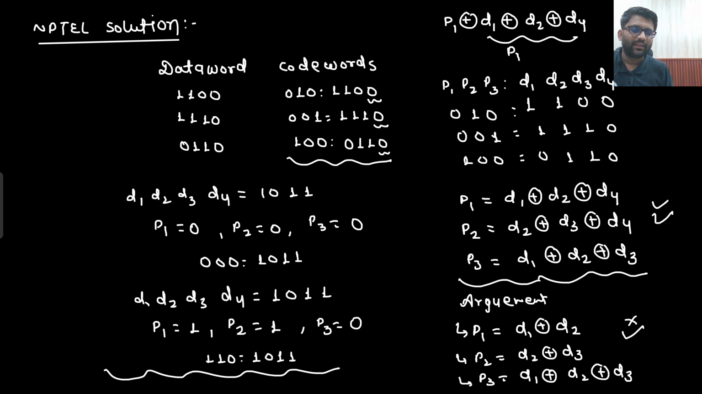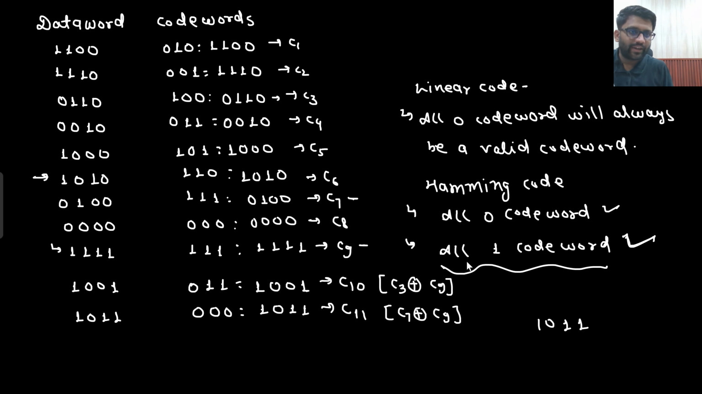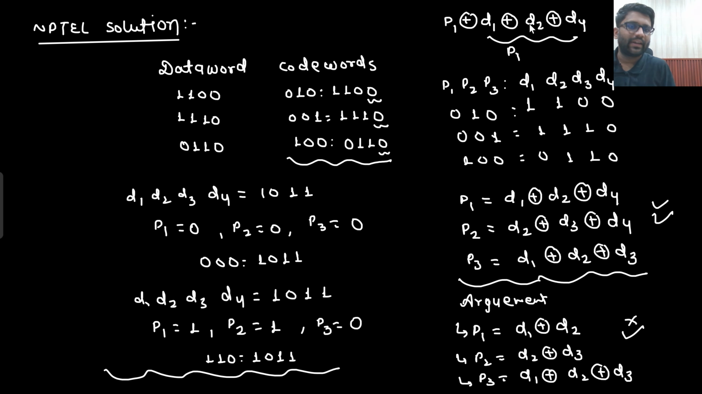So what I was saying: by default, it will be applicable that all ones will be a valid code word. Because you know that P1 XOR D1 XOR D2 XOR D4 would come out to be 0 only. P2 XOR D2 XOR D3 XOR D4 would come out to be 0 only. P3 XOR D1 XOR D2 XOR D3 would also come out to be 0 only. In this case as well, P1 XOR D1 XOR D2 should come out to be 0 for sure, and P2 XOR D2 XOR D3 would come out to be 0 for sure.